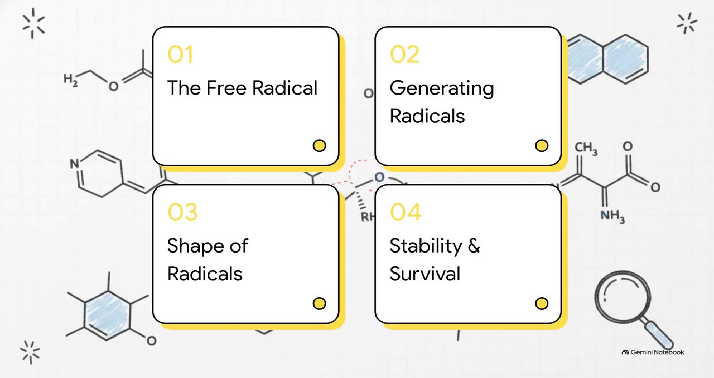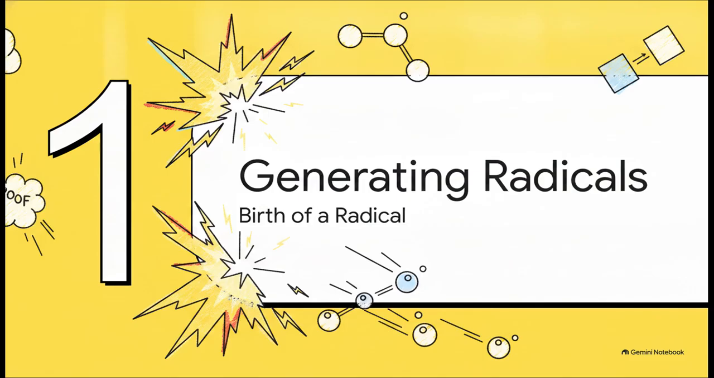So, here's our game plan for today. First, we just met the free radical. Next, we'll look at generating these reactive intermediates. Then, we'll cover the shape of radicals. And finally, we'll wrap up with their stability and survival. All right, let's jump right into Section 1, generating reactive intermediates, or basically, the birth of a radical.